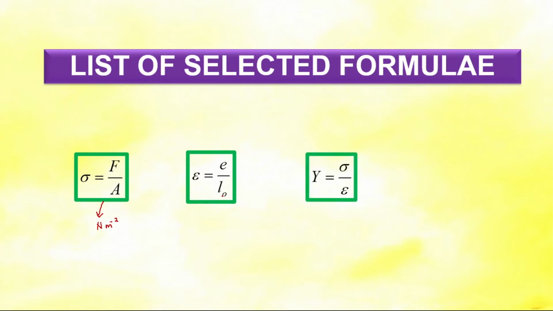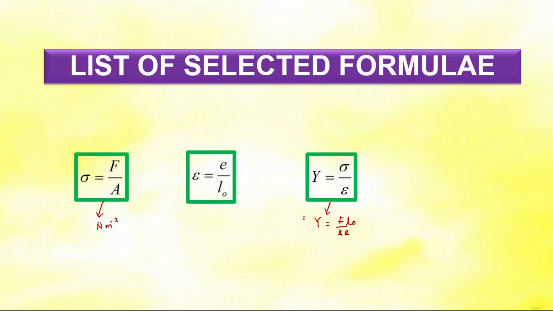Third equation is Young modulus. Young modulus we use symbol Y. So Y equals to stress per strain, Y equals to sigma per epsilon. Now substitute the formula for stress here. Stress equals to force per area, so F per A, divided by strain. Strain is e per L naught.